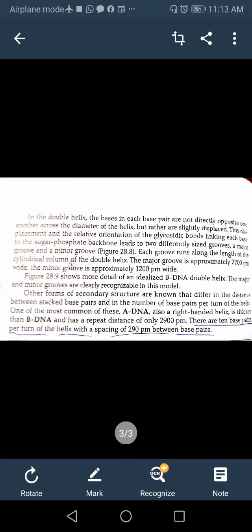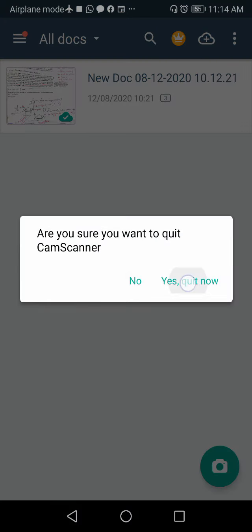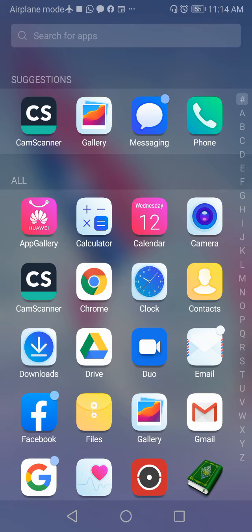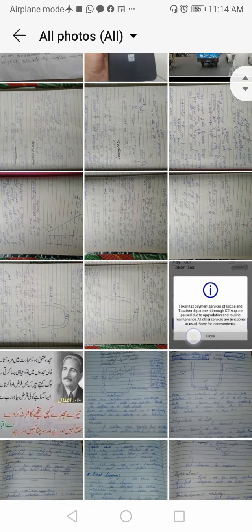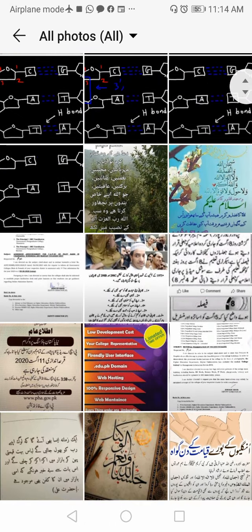So this was about the primary structure of the DNA. Different types of the DNA, primary structures of the DNA, it is of the helical structures.